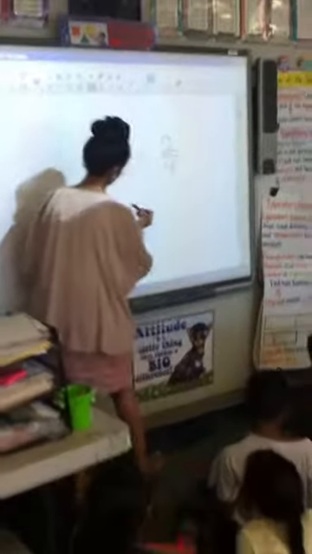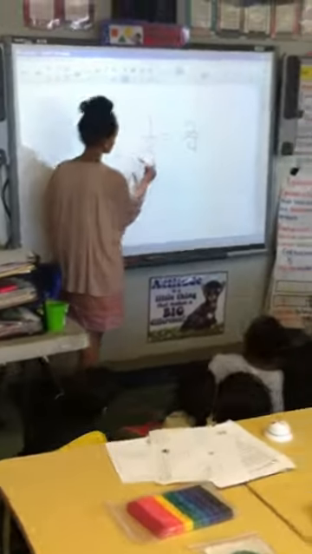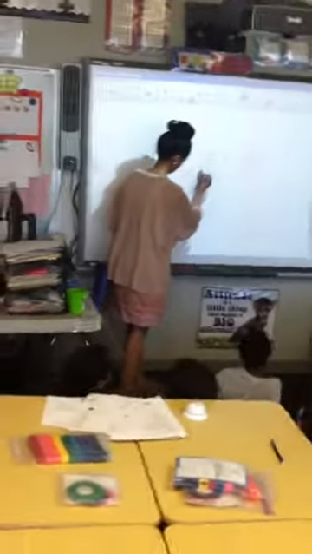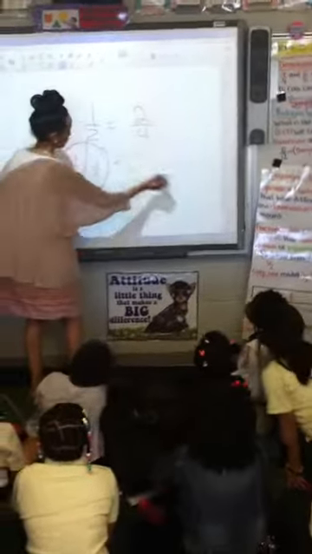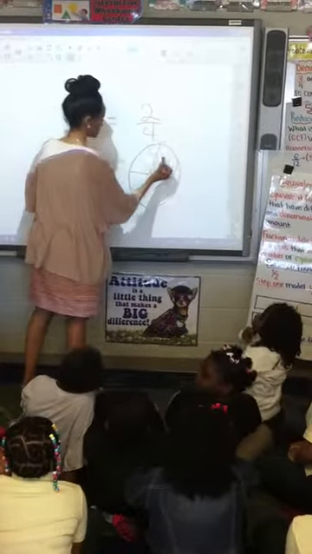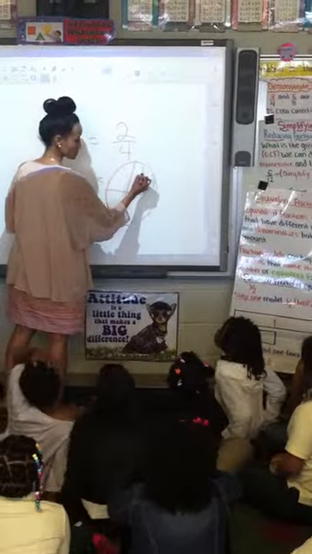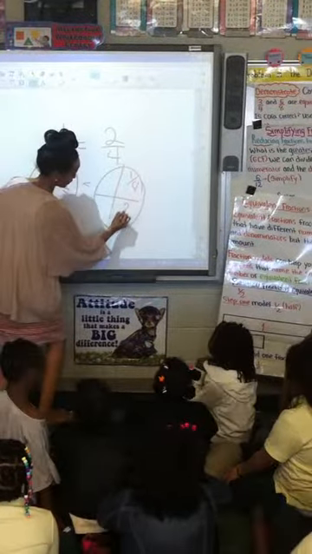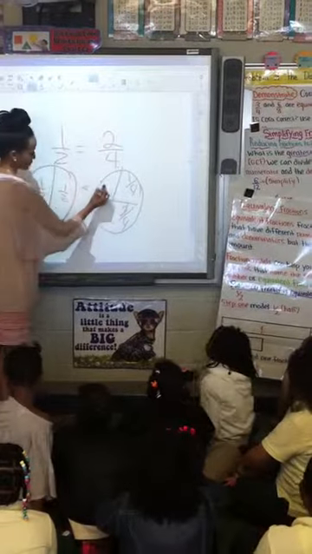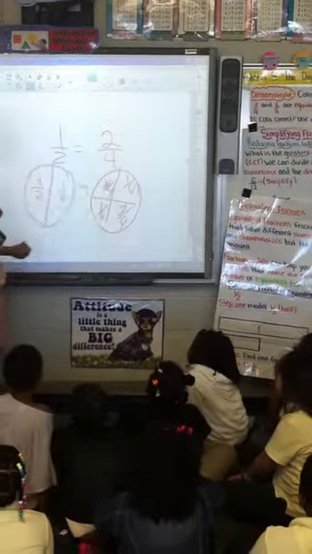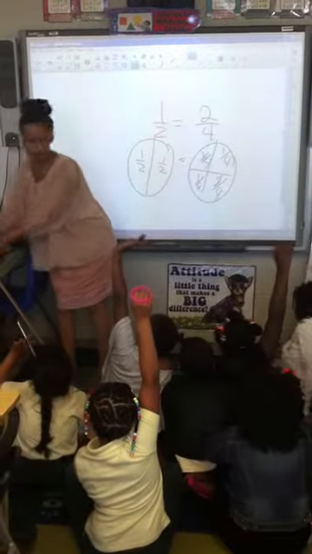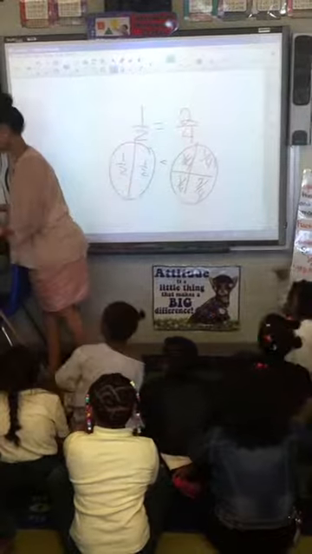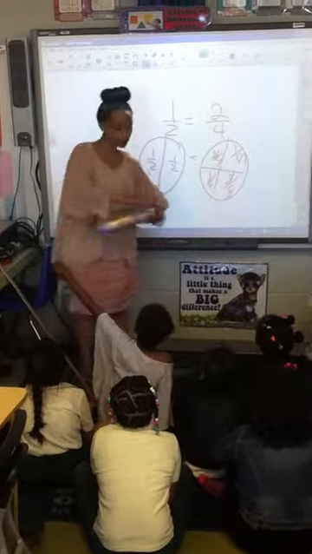So I'm going to model it for you guys. What is my denominator right here? 2. 1/2. What is my denominator right here? 4. So what is this? 1/4. Look at my model and tell me, how many fourths do you think I can fit in here? Manaya? 1/2.